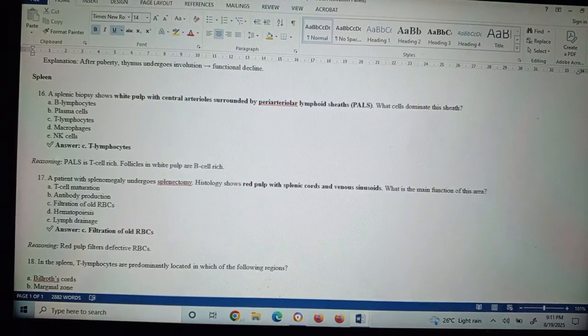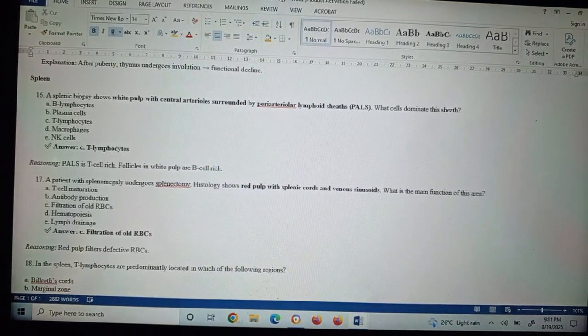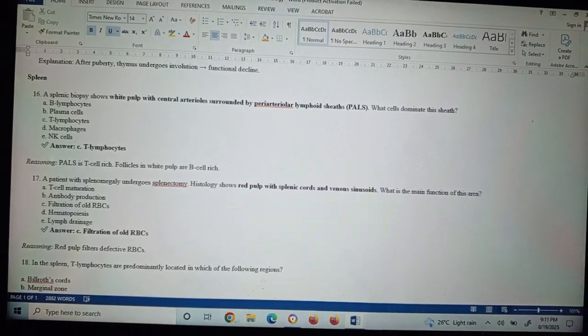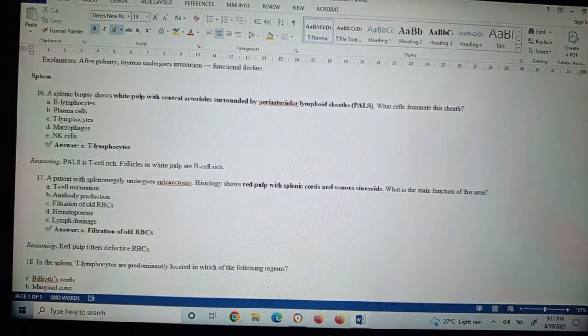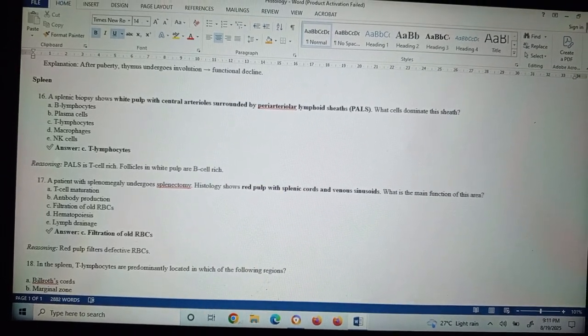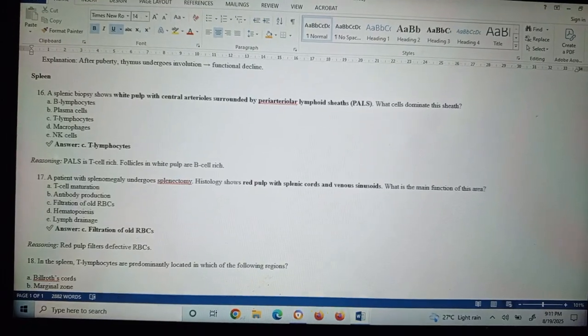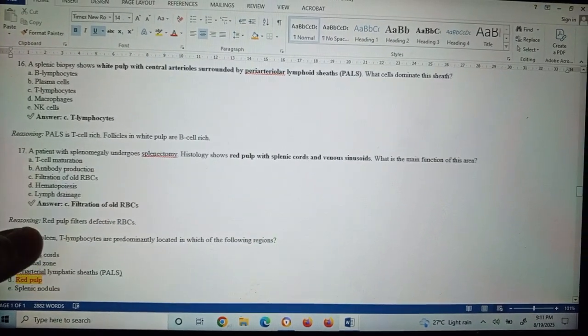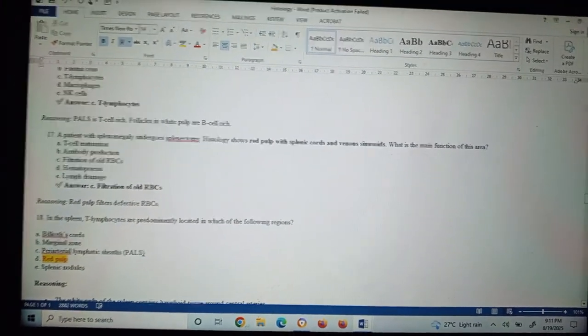PALS is T cell rich. PALS is basically the periarteriolar lymphoid sheath, which is rich in T cells. Follicles in the white pulp are B cell rich. This can be asked in another question.